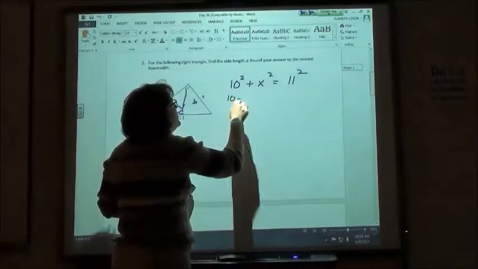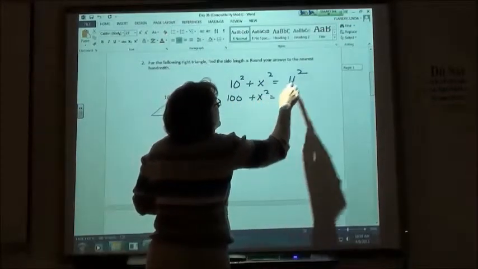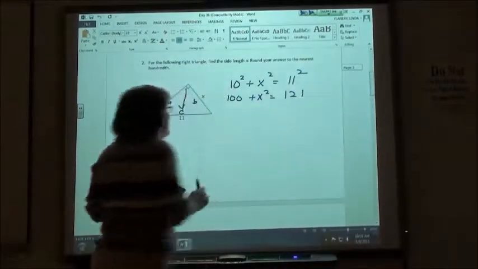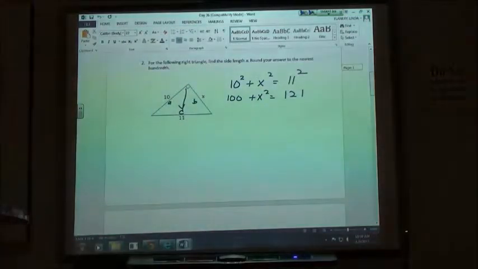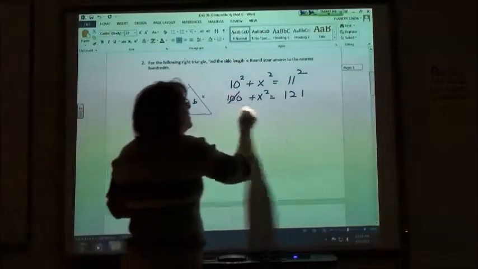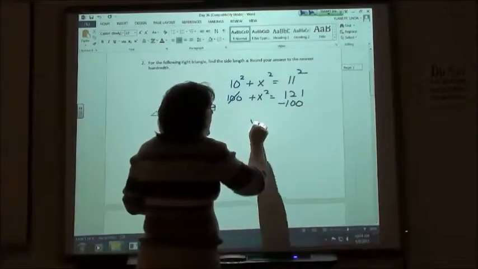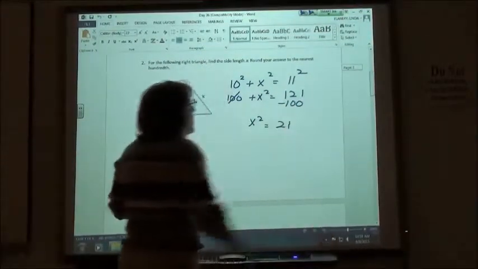10 squared is 100. 11 squared is 121. If I want to solve this one for x squared, I've got to move my 100 over to the other side. So I'm going to subtract 100. X squared is going to equal 21.